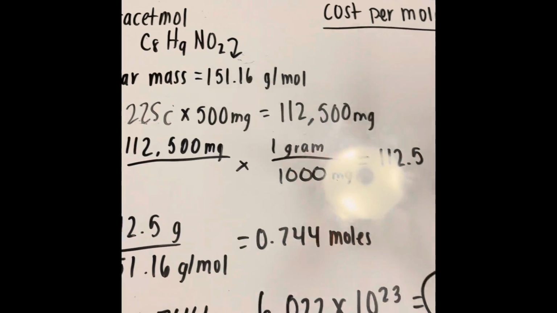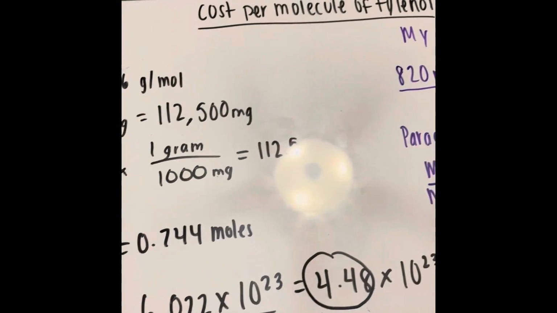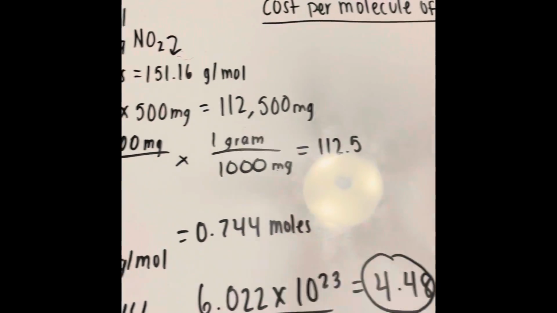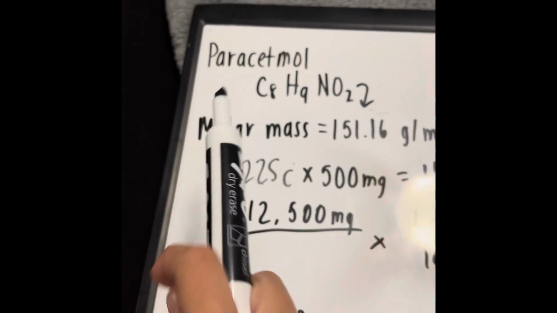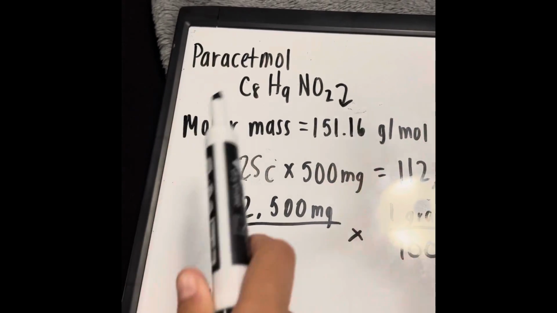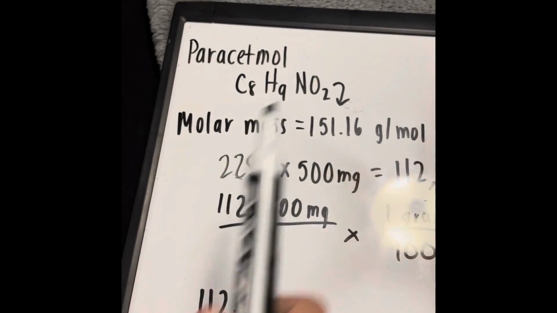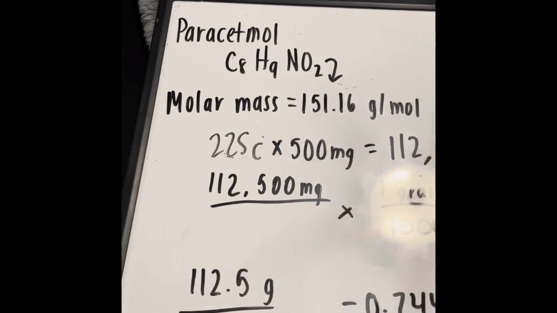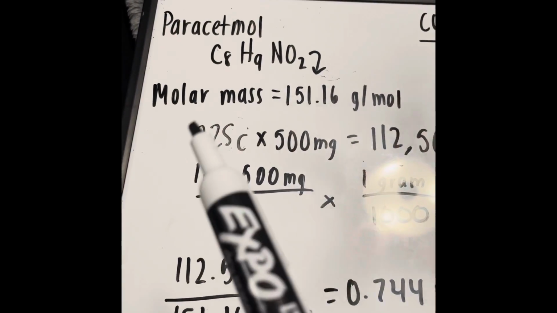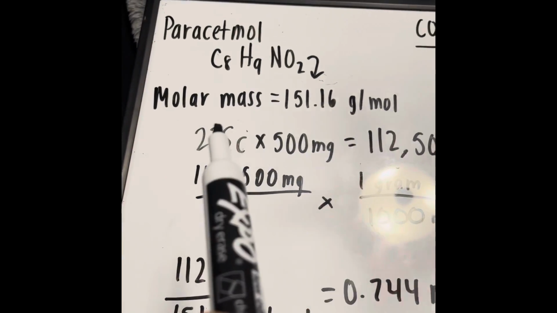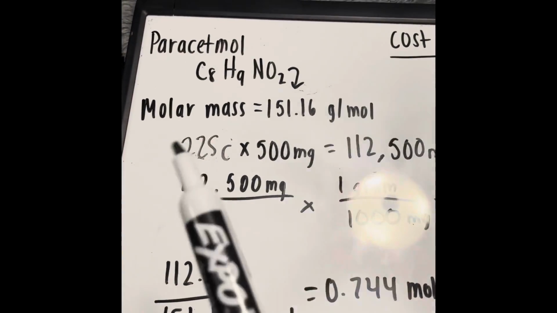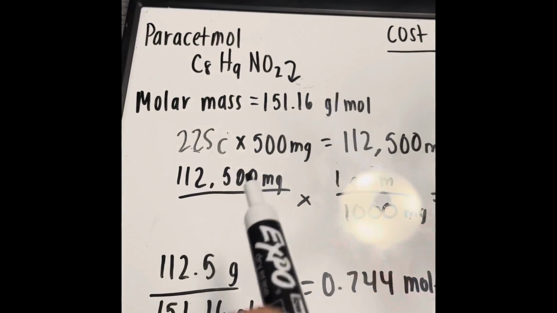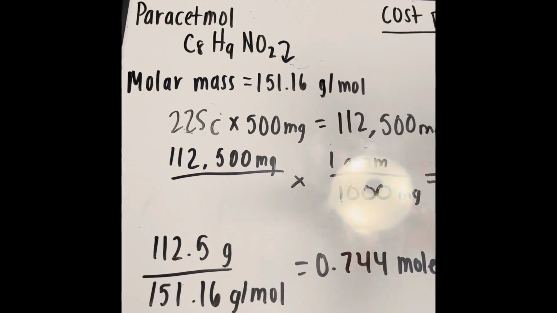So for this part of the problem, I'm going to be finding the cost per molecule of Tylenol, since that was the cheapest medicine that worked for my dosage. You're given the ingredient, which is paracetamol, and the chemical formula C8H9NO2. To find the molar mass, which is what you need for this question, you multiply the atomic mass of carbon by 8, the atomic mass of hydrogen by 9, and so on. Then I got 151.16 grams per mole for the molar mass.